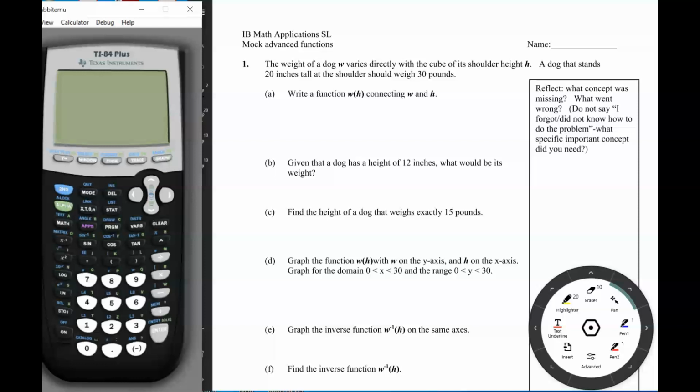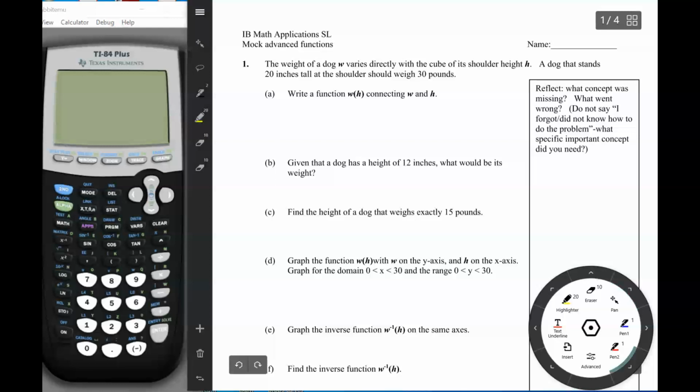Okay, here's the solutions for the mock for advanced functions. Number 1, the weight of a dog W varies directly with the cube of its shoulder height H. A dog that stands 20 inches tall at the shoulder should weigh 30 pounds. Okay, so it says to write a function W of H connecting W and H.